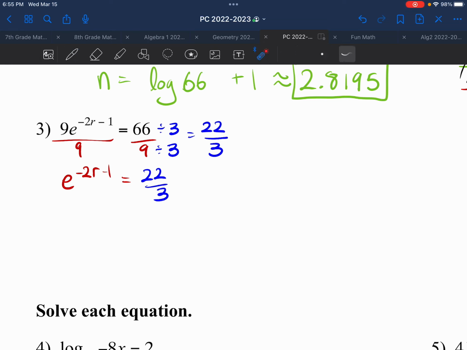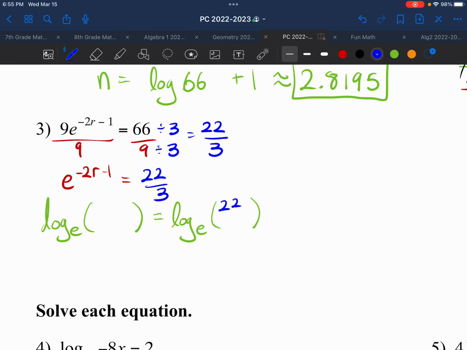Excellent. Well, now it is time to untrap our exponent. So to do that, I'm going to take a logarithm to bring you down. And what logarithm base should we use? We should use a base of this base right here, base e. So I'm going to say log base e of all of this inside is equal to log base e of all of this inside. On the right, we have 22/3. On the left, we have e to the negative 2r minus 1.